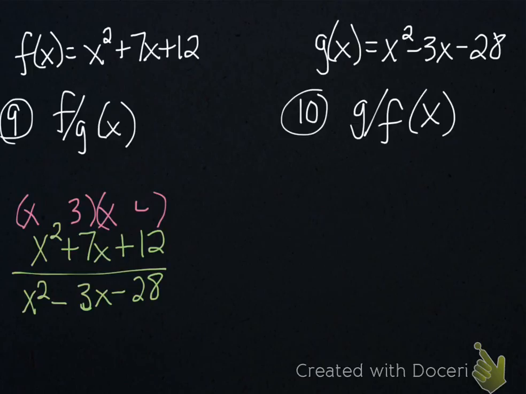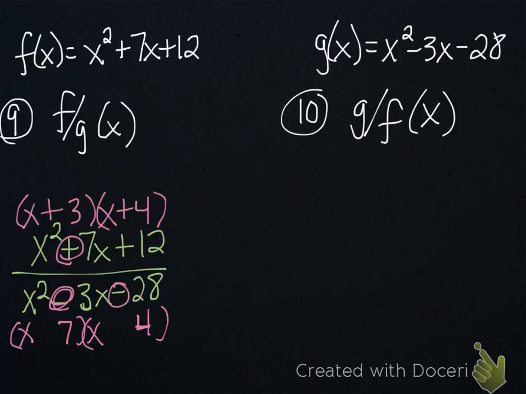That's 3 times 4. And because that 7 is positive, both of them are positive. Now let's look at the denominator. What multiplies to give us 28 and subtracts to give us 3? Well, 28 would be 4 times 7, right? The 7 is going to be what sign? Negative. Because that 3 is negative, and the 4 has the opposite sign, which is positive. So what cancels? Well, the x plus 4's cancel. That means we are left with x plus 3 divided by x minus 7.